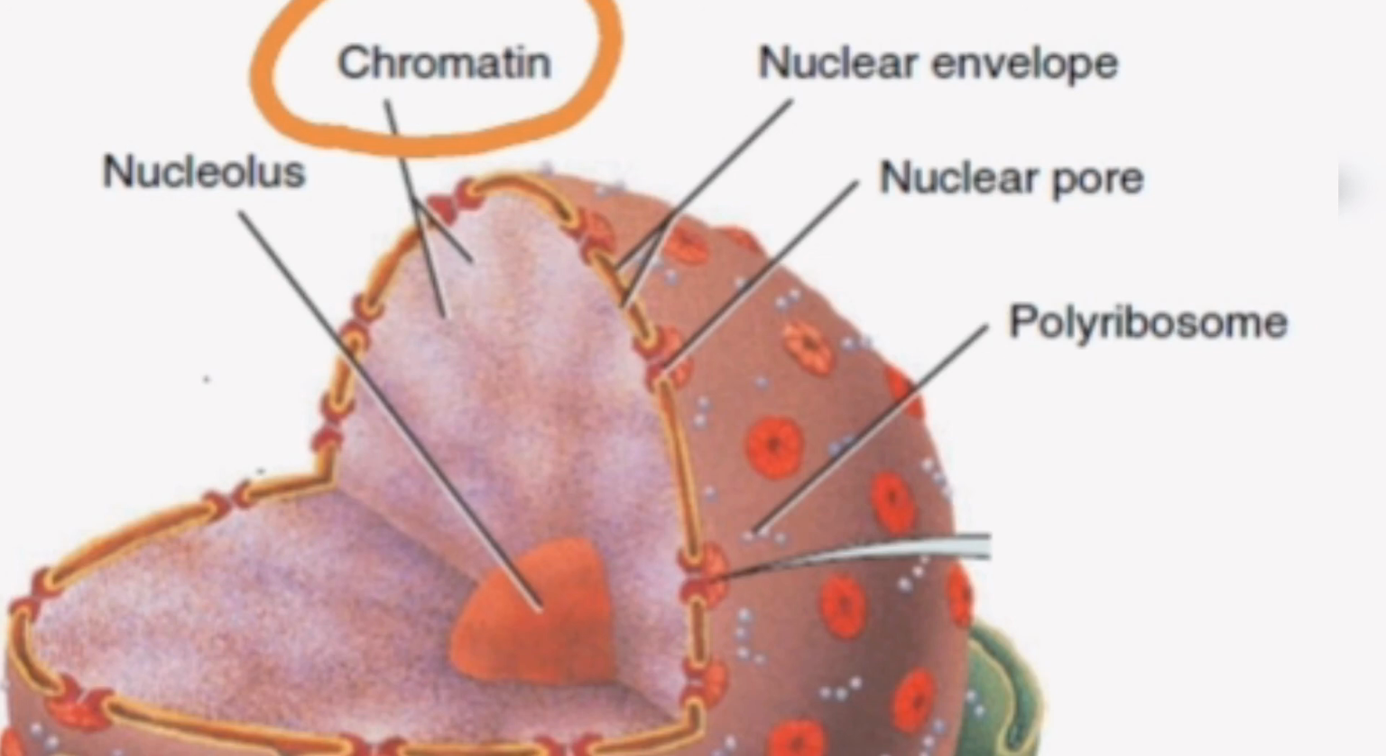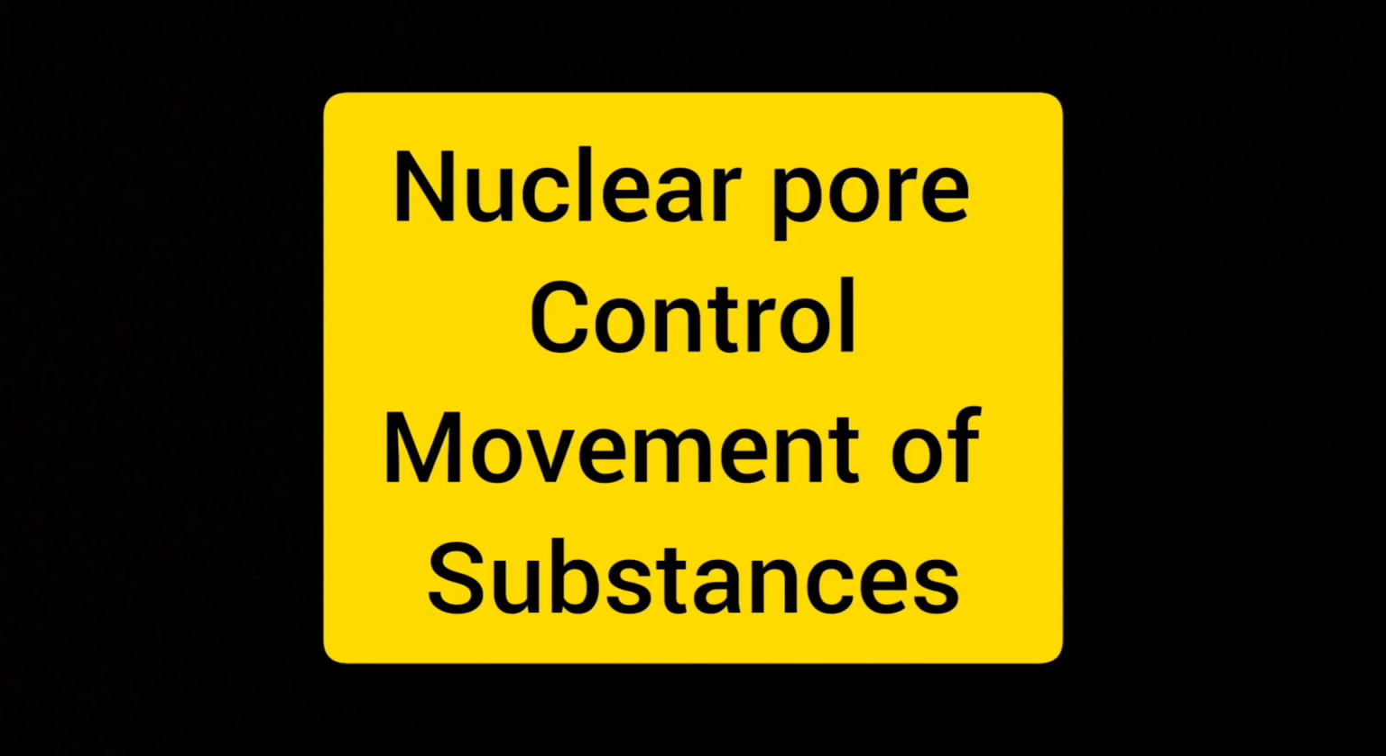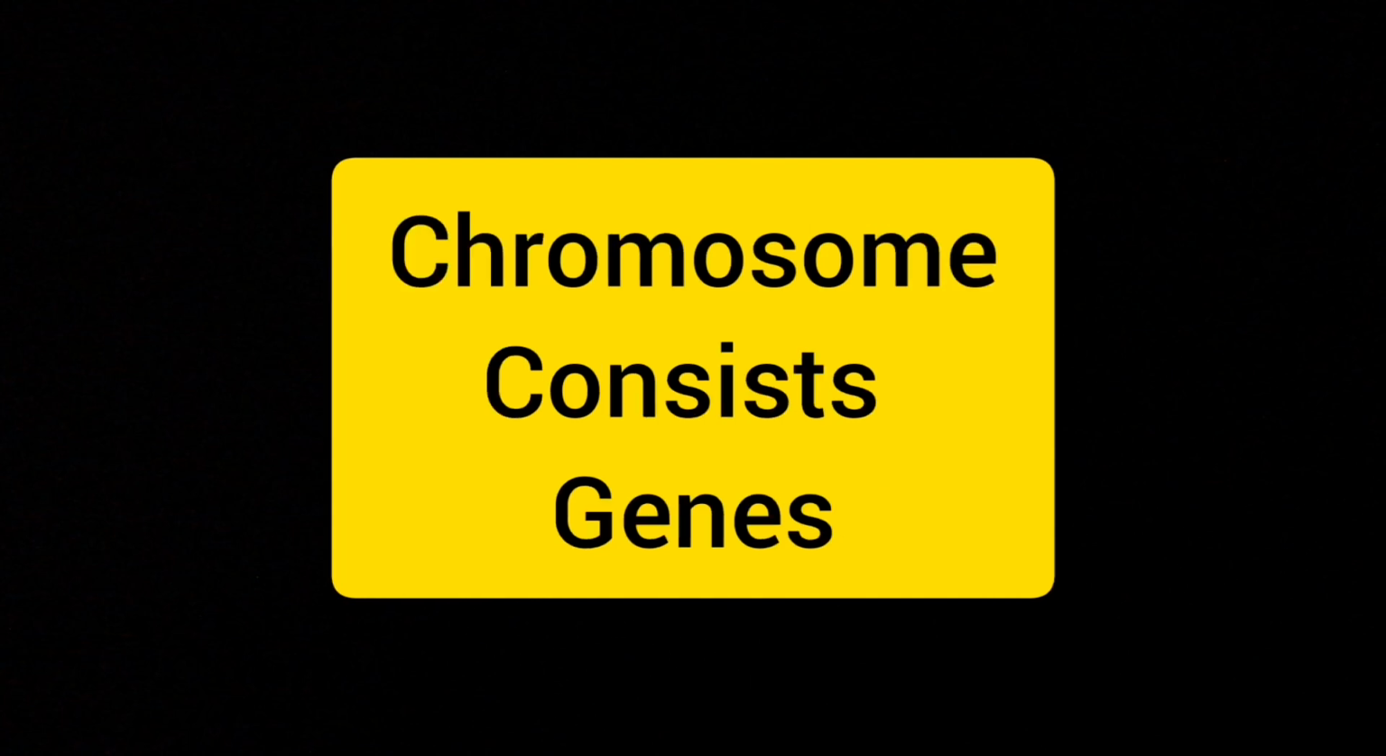Next, the function of the nucleus. Mainly, it controls all the cellular activities. Nuclear pores control the movement of substances between the nucleus and cytoplasm. The nucleolus produces ribosomes. And chromosomes consist of genes that control cellular structure and direct all the cellular functions. That is the function of the nucleus.